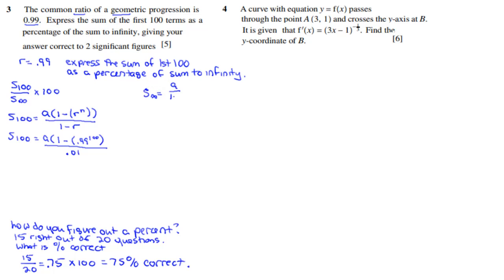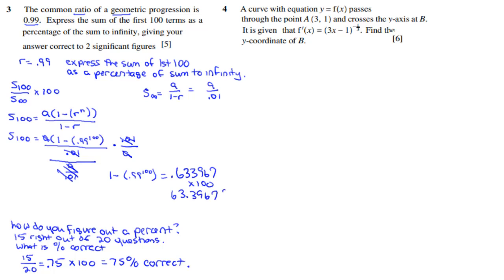Now, the sum to infinity, that doesn't have an a either. That's going to be a over 1 minus r, or 0.01. So now we're going to divide this by a over 0.01. Well, you know what? We don't divide by fractions. We multiply by the reciprocal. In this case, you notice how the a's cancel out and the 0.01s cancel out. So all I've got to really do is 1 minus 0.99 to the 100, and that's going to give me 0.633967. I multiply that by 100, I get 63.39. If I'm going to two significant figures, that means I'm going to give them their percent as 63%.